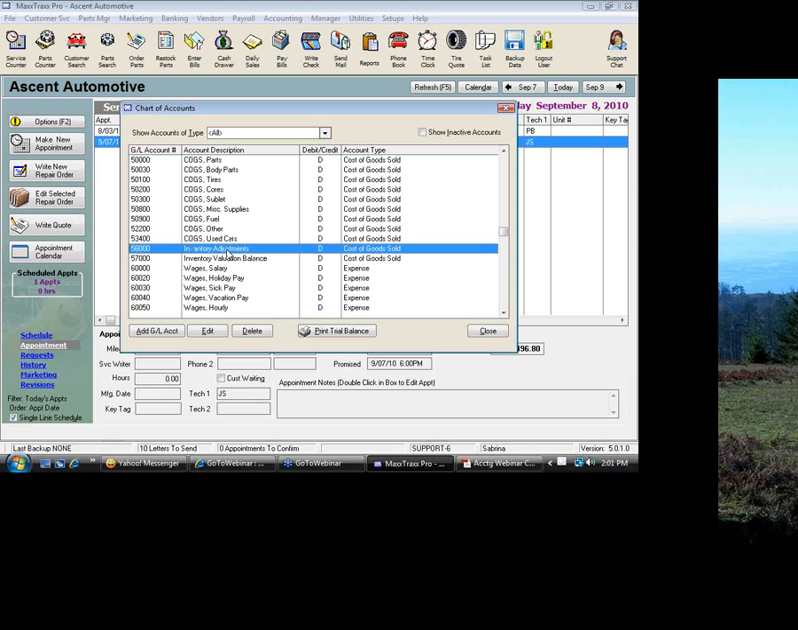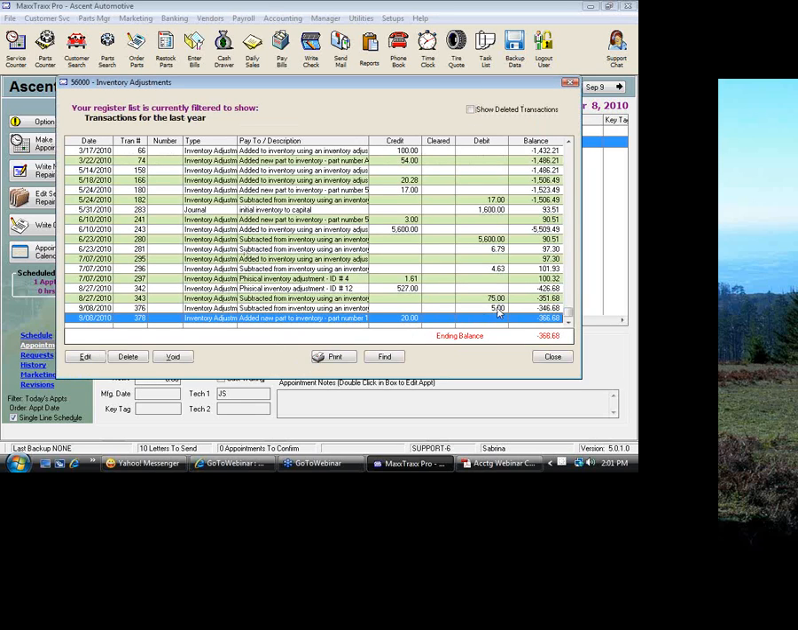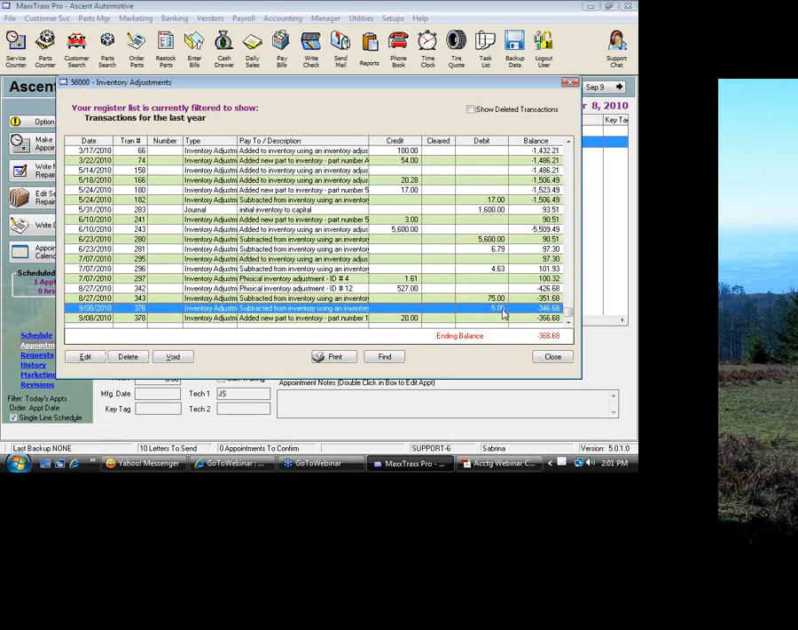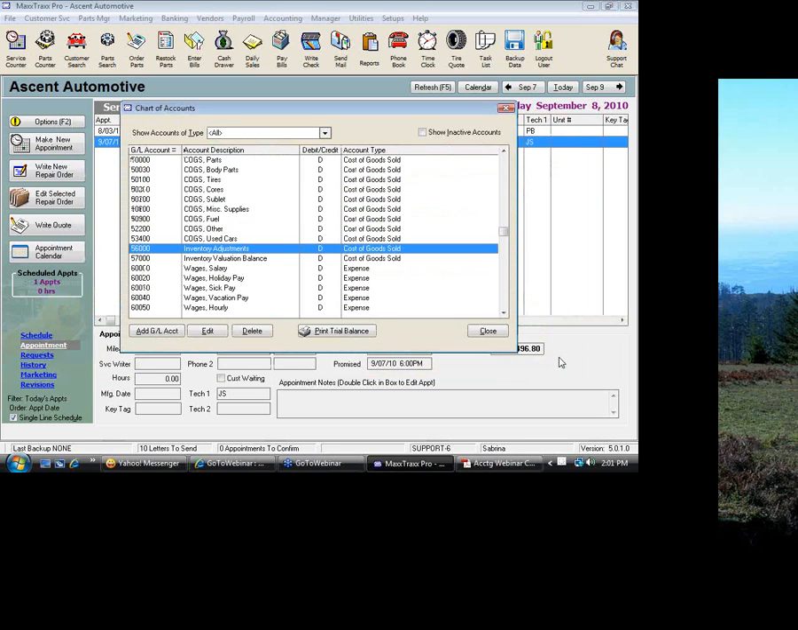Now, inventory adjustments. This is just for when you run your physical inventory, or remember I showed you, we lost a seal, so we adjusted it down. As you do inventory adjustments, it's a cost to you. If something gets grease on it and you can't return it to the vendor, you just have to throw it away or adjust it out. That's a cost of goods. So when you go into that part record and make that adjustment, it shows up here.